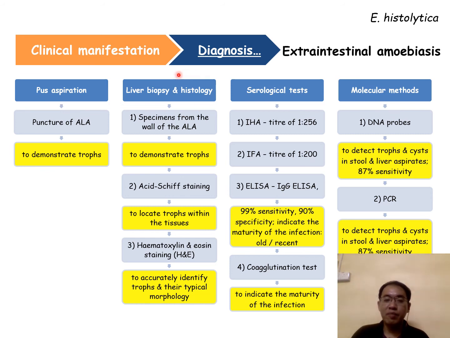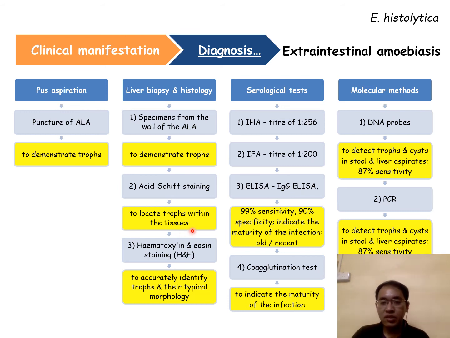So for liver biopsies and histology, we can obtain samples using fine needle aspiration as well. And the small tissue that we have extracted, we can perform histological staining. We can perform either acid Schiff staining or H&E staining to demonstrate the presence of trophozoites.